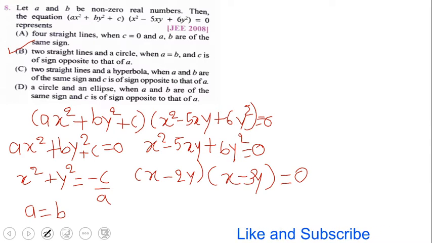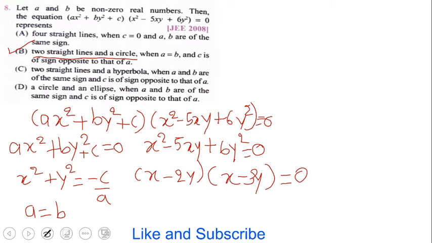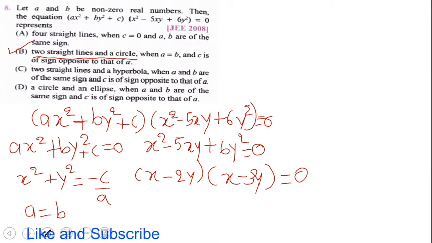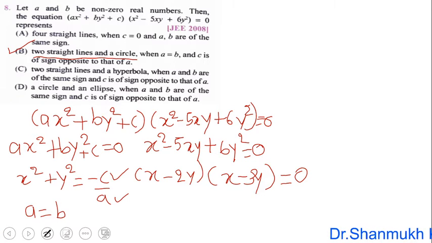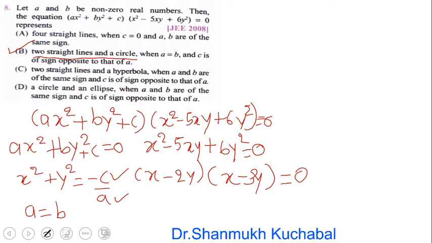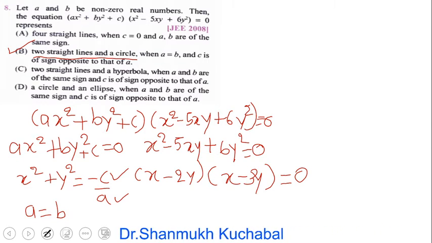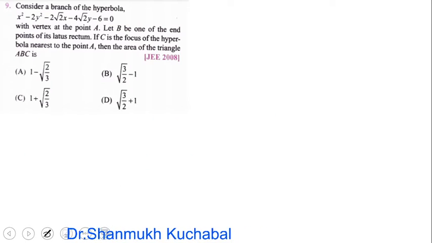So the equation of a circle will represent when a equal to b and c is of a sign opposite to that of a. So here it is a plus a, and here it is minus c, opposite that of a. Therefore clearly we have to observe it, and simplifying represents a circle here. In this way we have to simplify. Okay, we'll move to our next example.